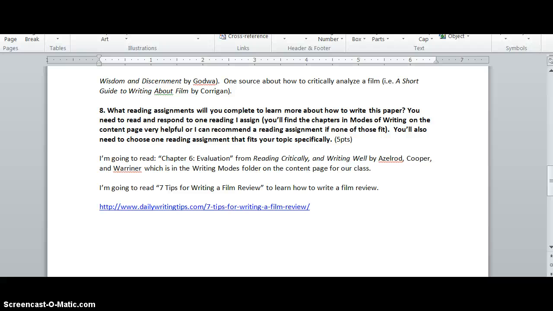For instance, under writing modes, you'll find a chapter from Reading Critically and Writing Well. This chapter is Chapter 6, Evaluation. A movie review is a form of evaluation. Then the specific student also chose to read 7 tips of writing a film review because of the types of evaluation possible. This student wrote a film review, so they did a short reading on how to specifically write that mode of evaluation.